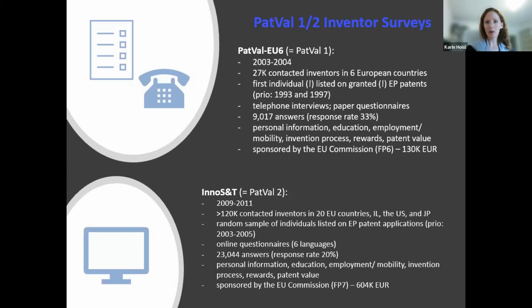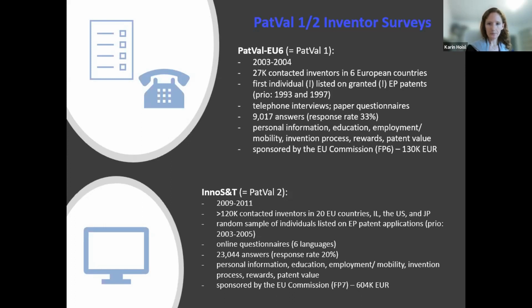So all in all, we got 9,000 answers from inventors. The response rate was quite high at that time, 33%, for surveys okay. And we got all the information that we could not get from other sources, like information about the individual education, employment, mobility, invention processes, rewards, and patent value. The whole thing was sponsored by the European Commission because surveys, even though they are super valuable and super powerful, are expensive. And we got 130,000 euros from the European Commission, but we subsidized the research. So all the different countries added more resources.